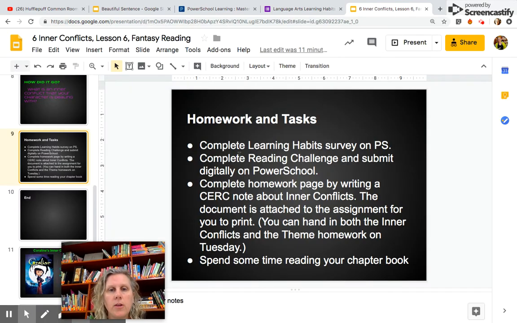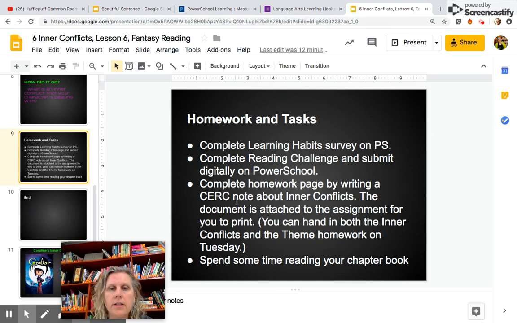The second thing that you want to do is complete your reading challenge document and submit it digitally on PowerSchool. A couple people were asking about whether we should actually submit it because sometimes in social studies you don't. And I realized the document says quarter 1, quarter 2, quarter 3, but I have made some changes. So go ahead and just submit it and I will give you a new document for reading challenge quarter 2.